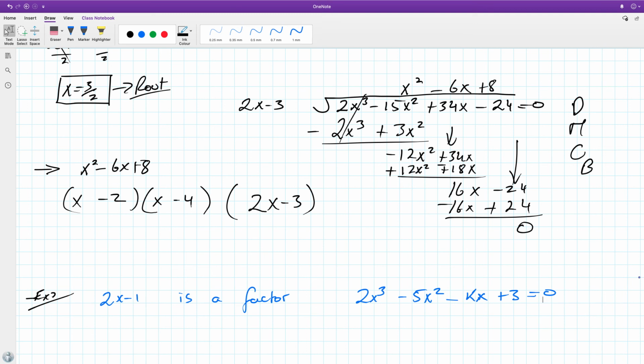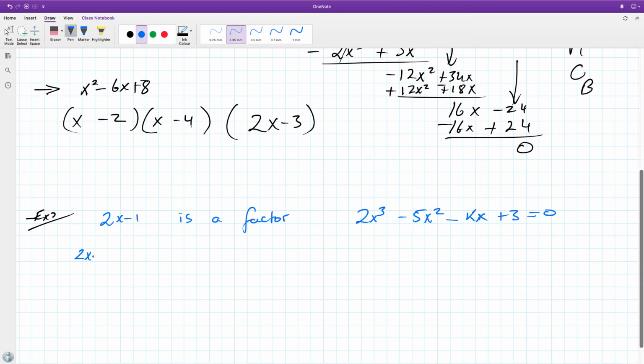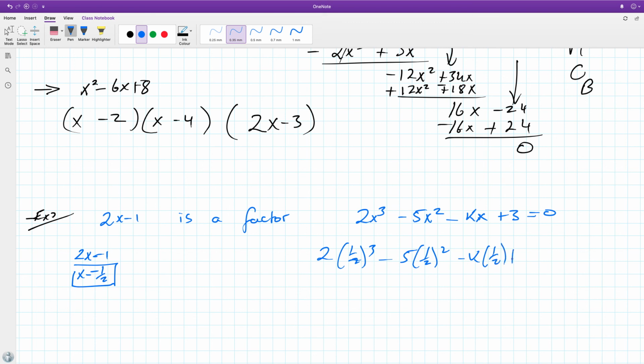Right, let's look at it, boys. So, 2x minus 1 is a factor. 2x equal to 1, x is equal to a half. 2 times a half cubed minus 5 times a half squared minus k times a half plus 3 is equal to 0.